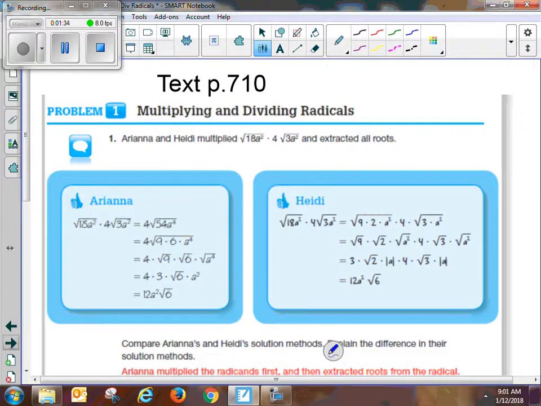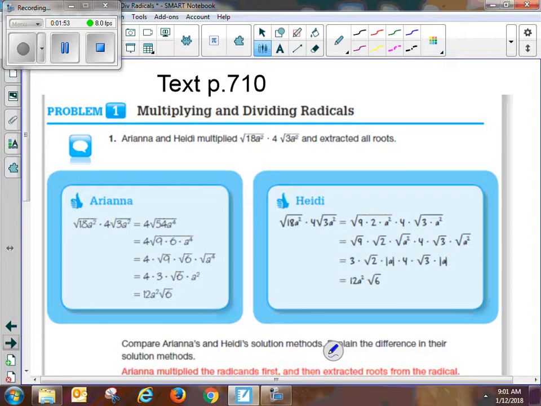Okay, so Ariana opted to put the values inside the radical together. She multiplied them together first and then broke them apart. Heidi said, oh, I see 18 is a 9 times 2. So she broke it apart as she went. It is totally up to you what approach you take. So I'm just going to talk Ariana.